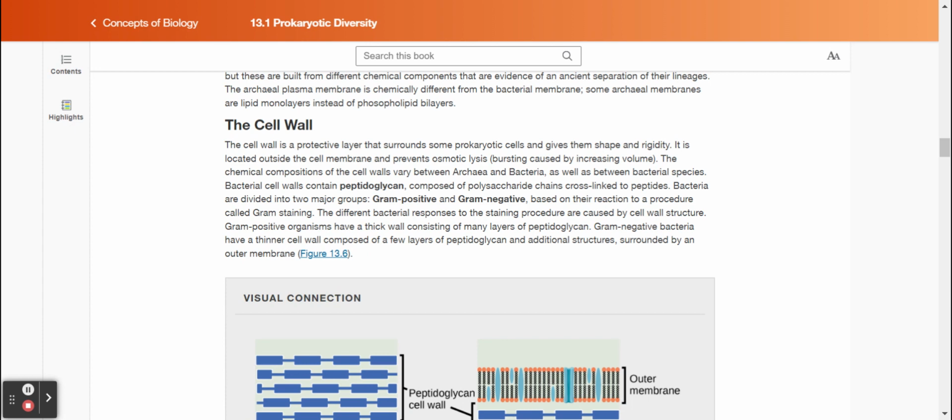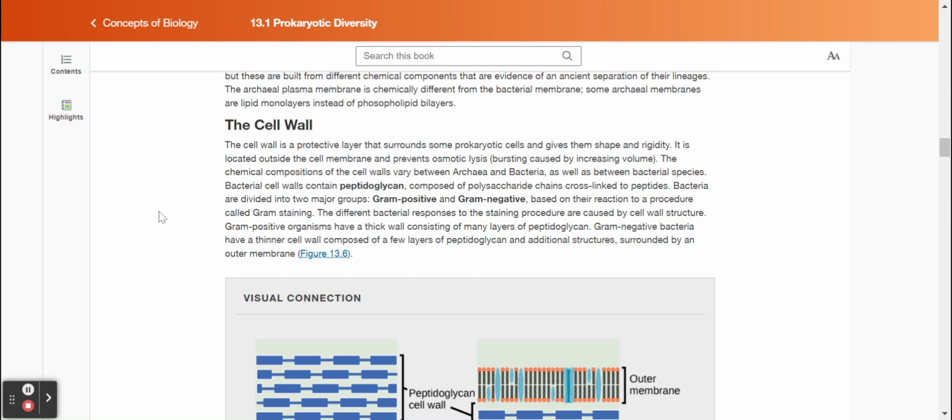The cell wall. The cell wall is a protective layer that surrounds some prokaryotic cells and gives them shape and rigidity. It is located outside the cell membrane and prevents osmotic lysis, bursting caused by increasing volume. The chemical compositions of the cell walls vary between archaea and bacteria, as well as between bacterial species. Bacterial cell walls contain peptidoglycan, composed of polysaccharide chains cross-linked to peptides.